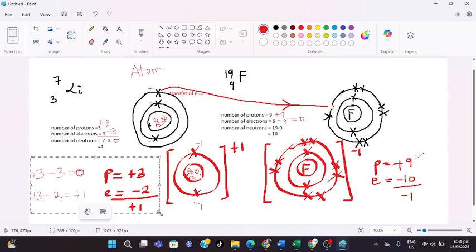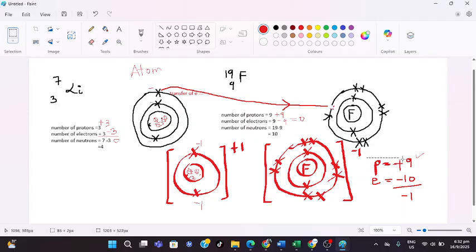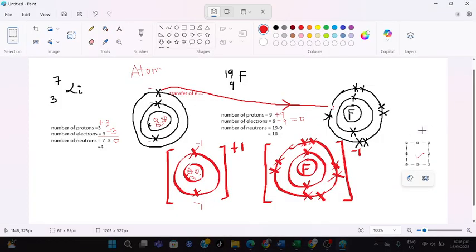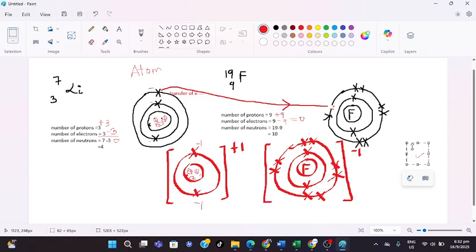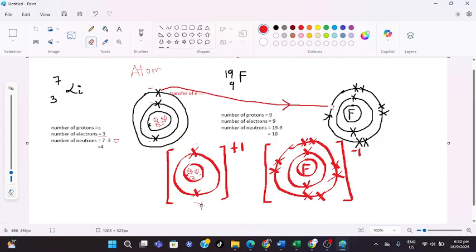Yes, sir. So what's going to happen now? You still won't get shocked if you touch this. Reasons being this. You're still not going to get shocked because, why do you think you won't get shocked if you touch this? Look at lithium now. Lithium has an overall charge of positive 1 and fluorine has an overall charge of negative 1.